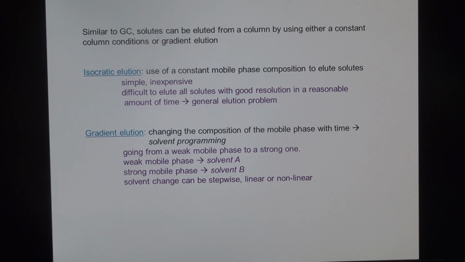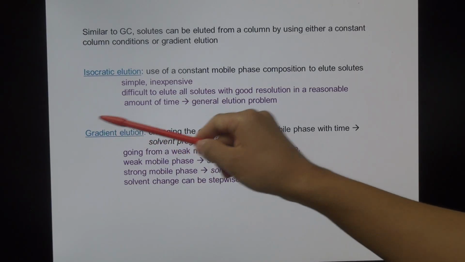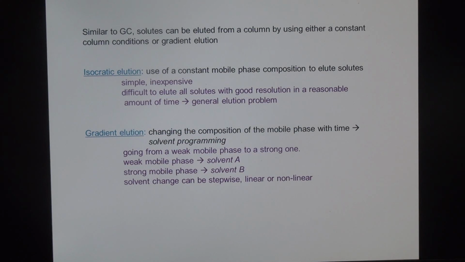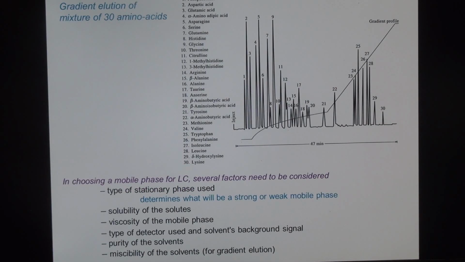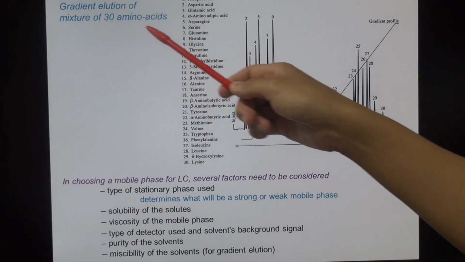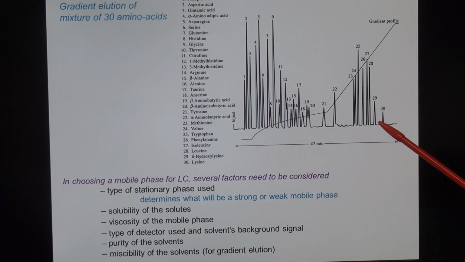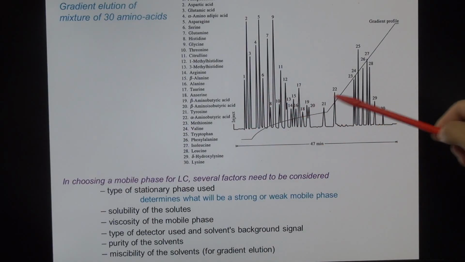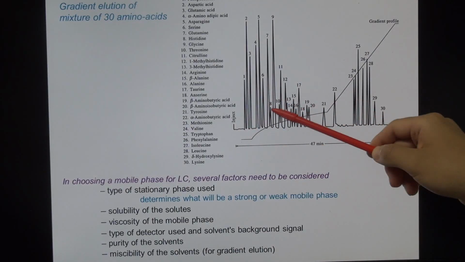Similar to GC, for LC, we can also use gradient elution for better separation. Okay? By changing the operating condition as a function of time, like the temperature, flow rate, etc. Okay? So here shows an example of gradient elution of a mixture of 30 amino acids. As you can see, you can clearly see each of these 30 different peaks, right?